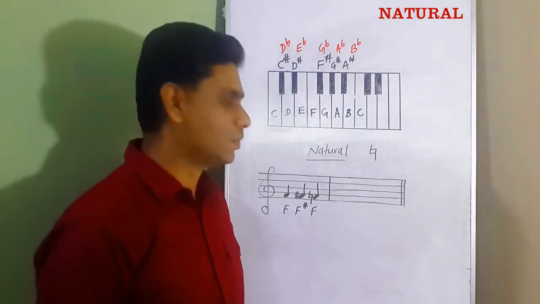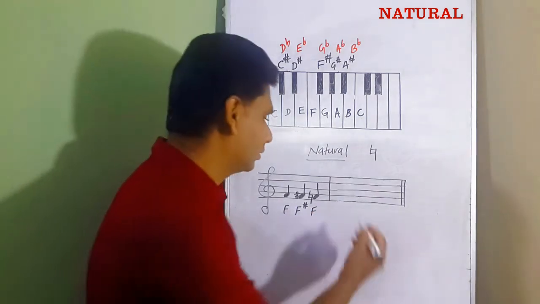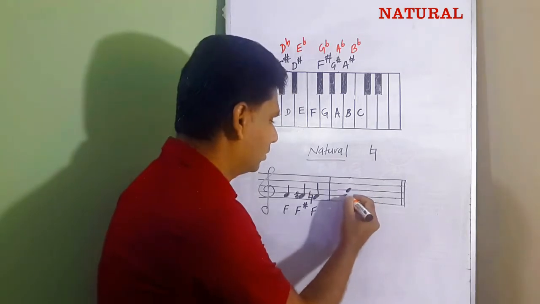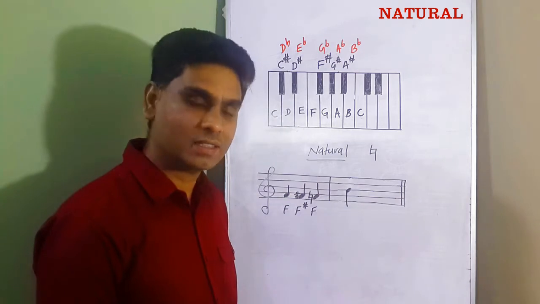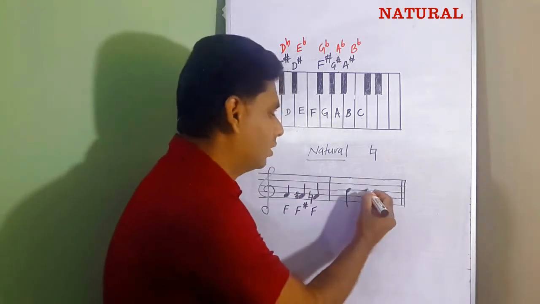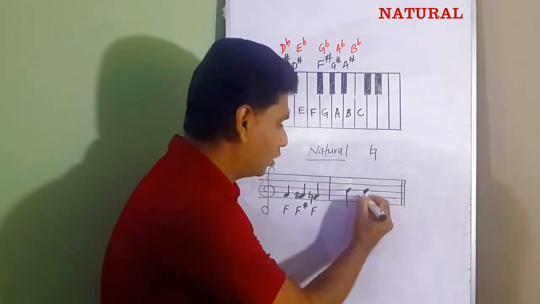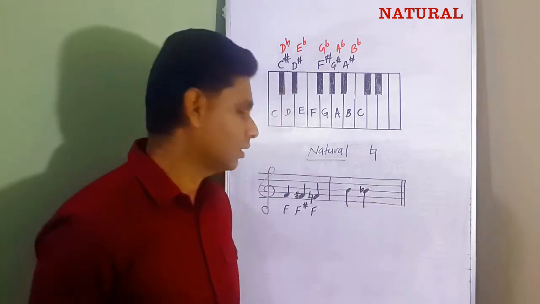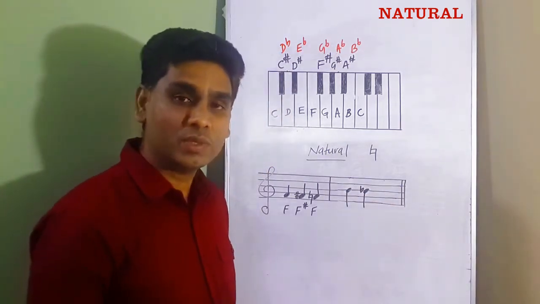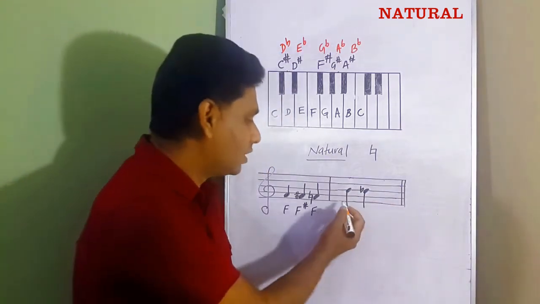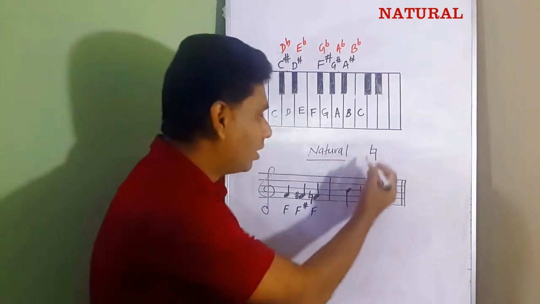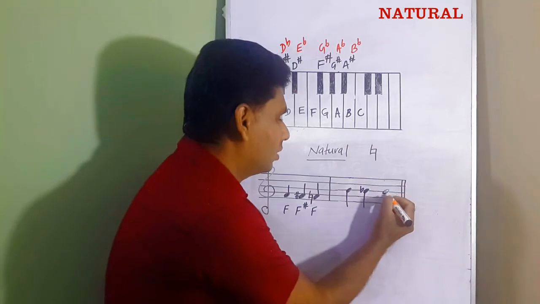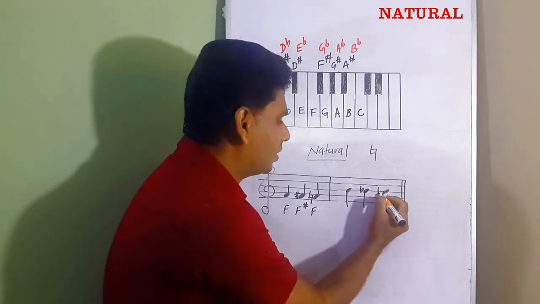Let's see another example. Note B. And the second note I want to be B flat. Then I have to put the flat mark to make the note B flat. Then the third note I want to be natural B, like the first note. Then I have to cancel this flat mark. Then I have to bring down the natural symbol.